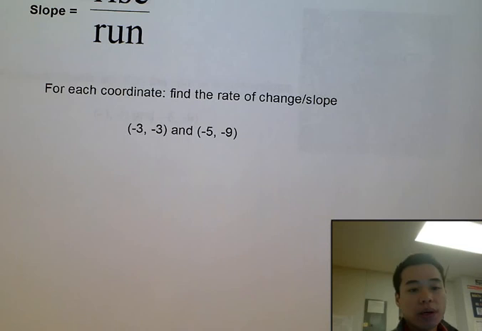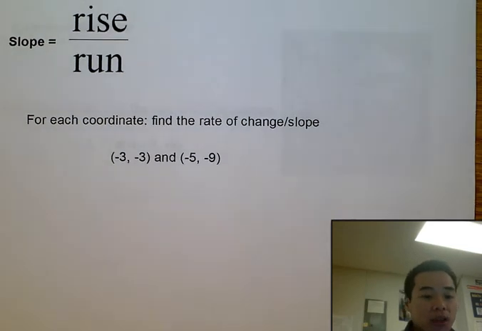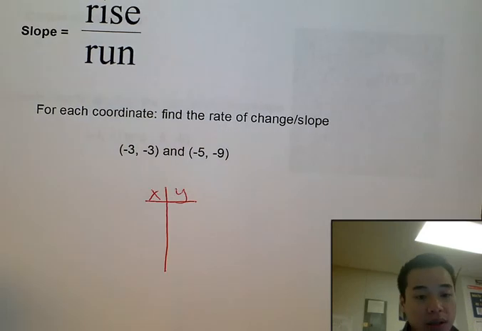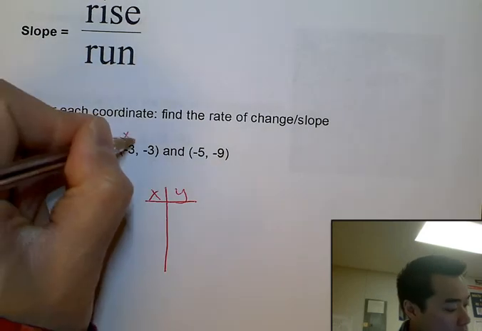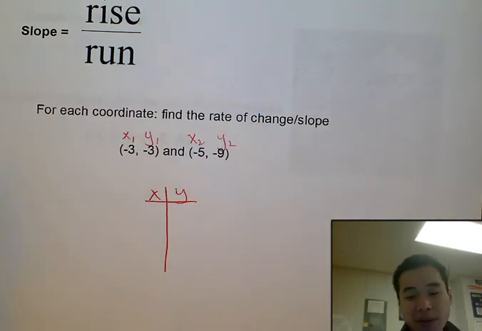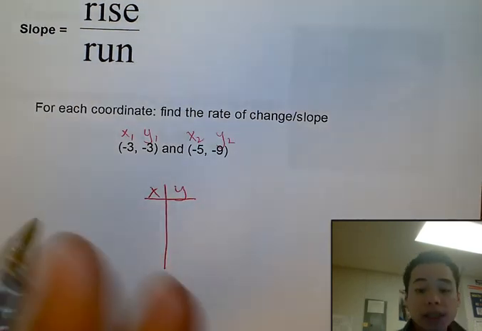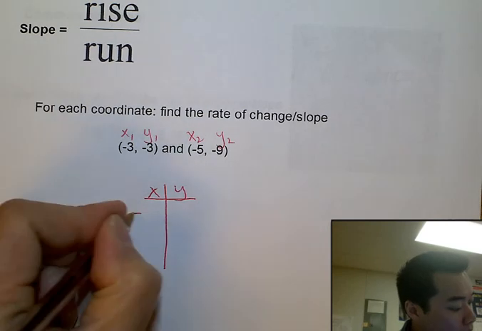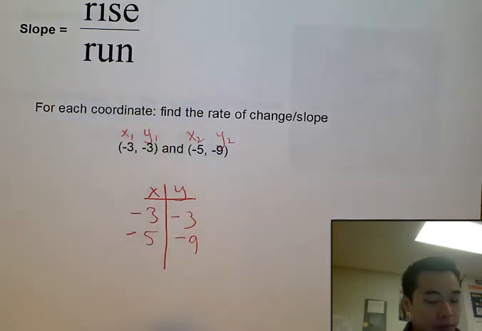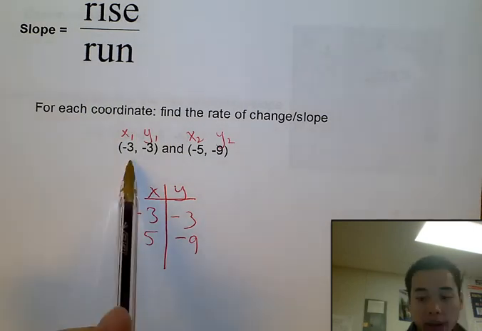For each coordinate, find the rate of change, slash slope. I'm not wanting to graph this, so make a t-chart. Here's x1, y1, x2, y2. It doesn't really matter which one's x1 and which is x2, because eventually you'll get the same slope if you do it correctly. Negative 3, negative 3, negative 5, negative 9. These are just the ordered pairs that I copied into my t-chart.